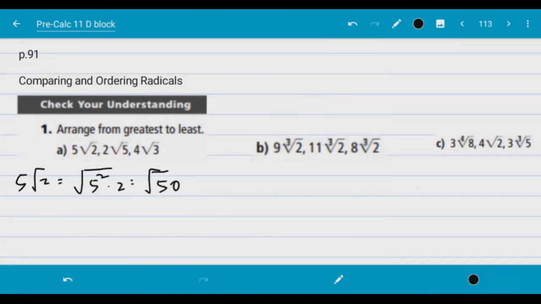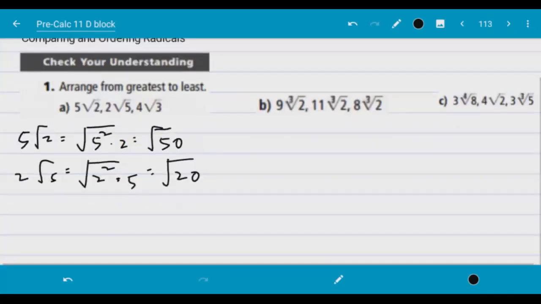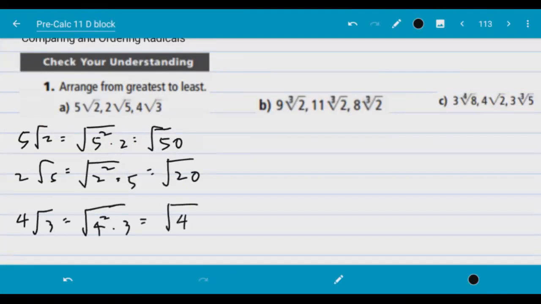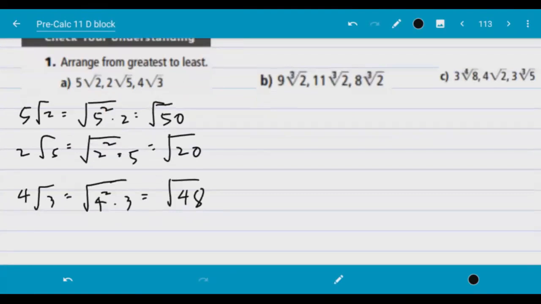All right. Now, 2 root of 5 becomes what? 2 goes inside, 2 squared times 5 equals root of 20. On the last one, 4 root of 3 becomes 4 squared times 3. It becomes root of 16 times 3, 48. So which one is smallest? Root of 20 is smallest, then next, and then next.